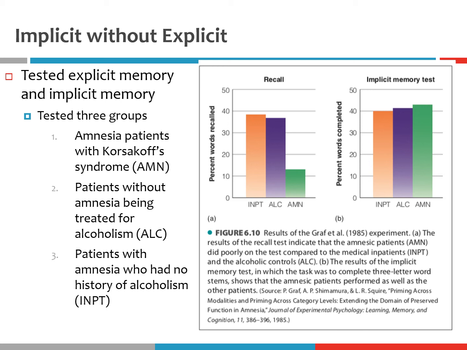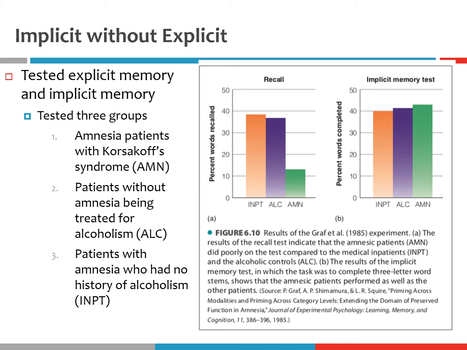And that's exactly what the researchers found. So both the patients without amnesia who had alcoholism and the patients without amnesia who had no history of alcoholism did far better than the amnesic patients in green on the recall test, right? So clearly the amnesic patients relative to the non-amnesic patients are doing much, much worse on the explicit memory test or the recall test. But if we look at the implicit memory test, they're basically all the same, right?